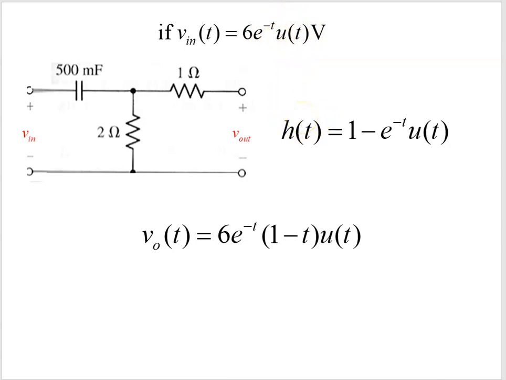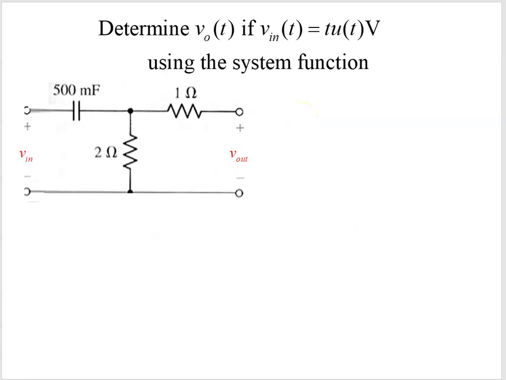So now that we have that, what if we change our input function? What if we change our input function, same network, to t u of t, and we use that same system function? What we found was that system function H of s is what we want. H of s was equal to, what did we find that to be? S over s plus 1, right? S over S plus 1.